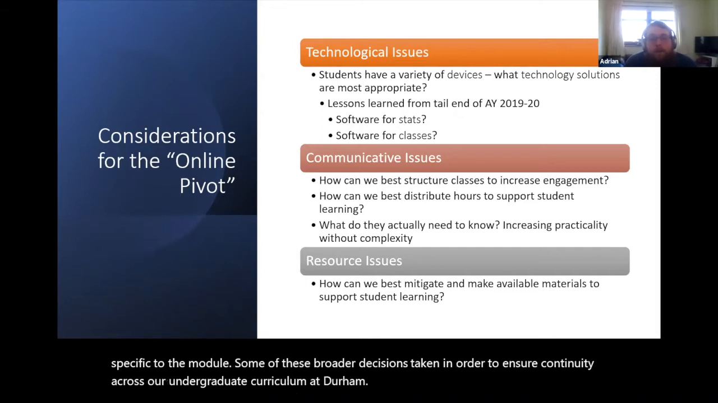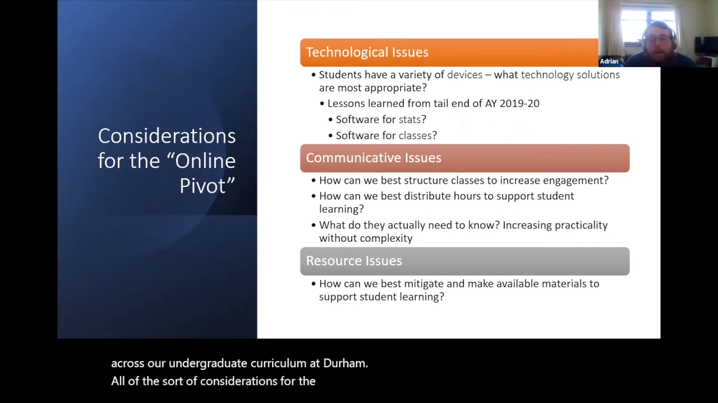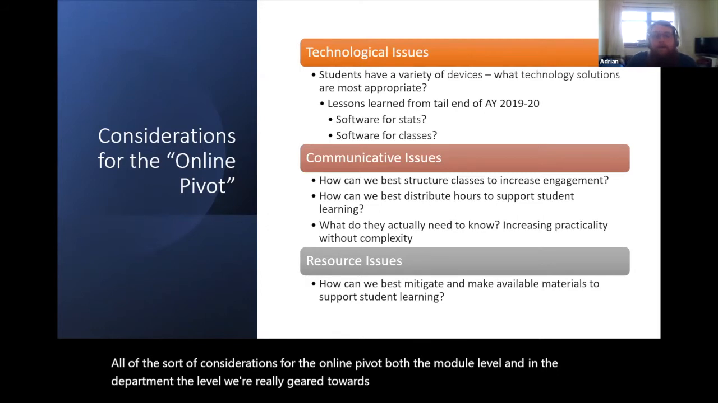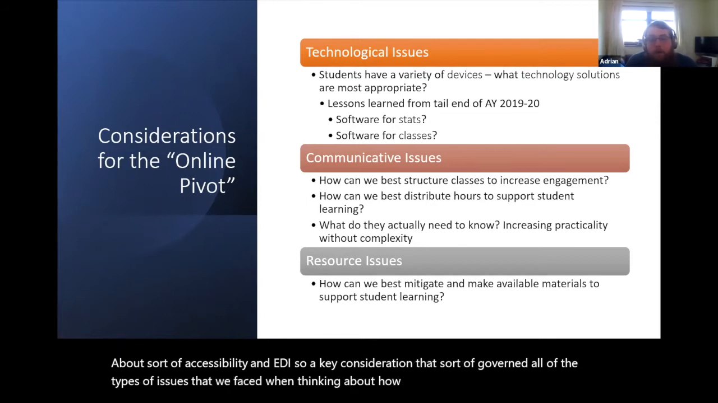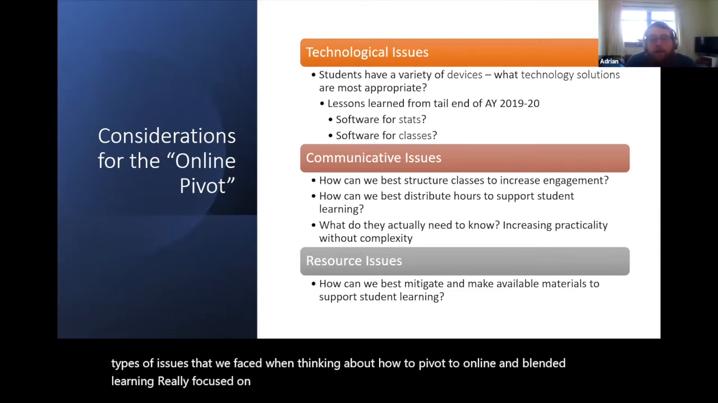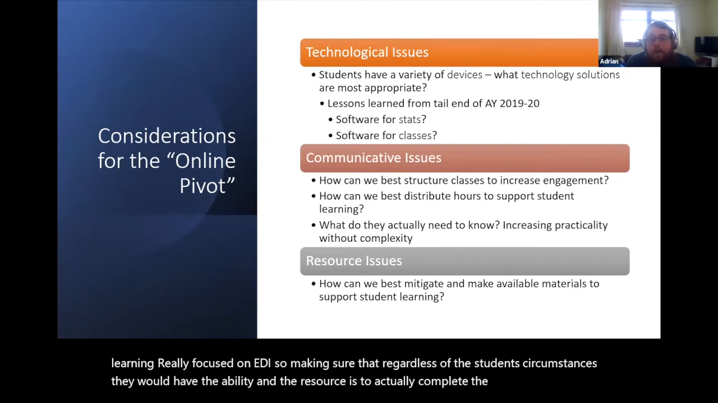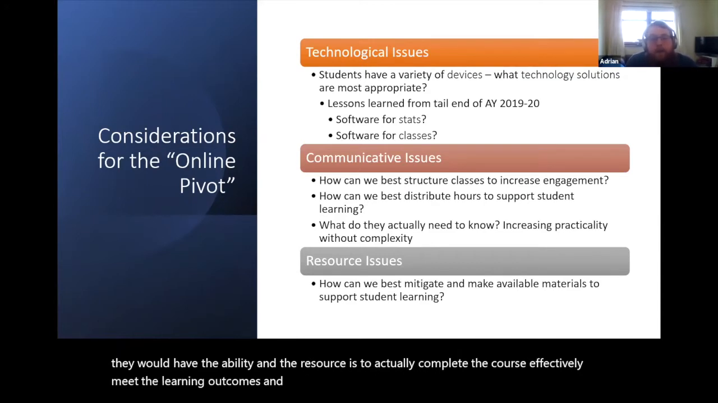All of the considerations for the online pivot, both at a module level and at a departmental level, were really geared towards accessibility and EDI. A key consideration that governed all of the issues we faced when thinking about how to pivot to online and blended learning focused on EDI, making sure that regardless of the student's circumstances, they would have the ability and the resources to complete the course effectively, meet the learning outcomes, and not be disadvantaged by their background.